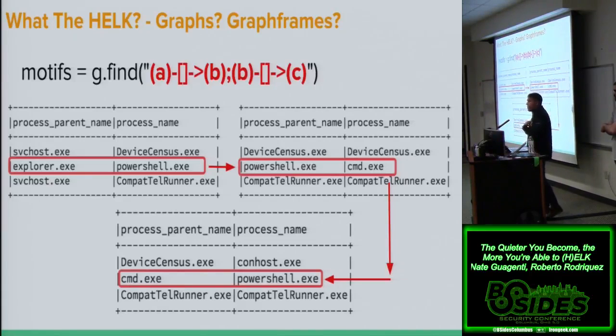And I would love to have this instead of a signature that says, oh, if Excel executes PowerShell and then command.exe, trigger, right? This is going to trigger on every single possibility of a relationship of 3 processes, for example.